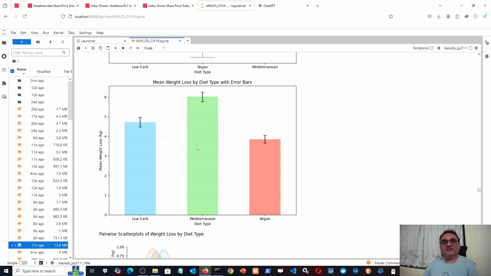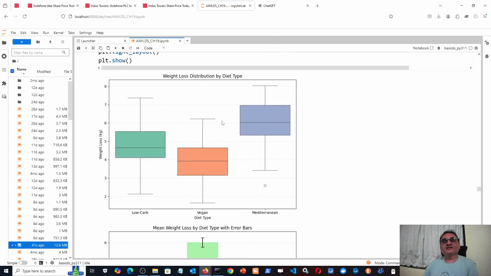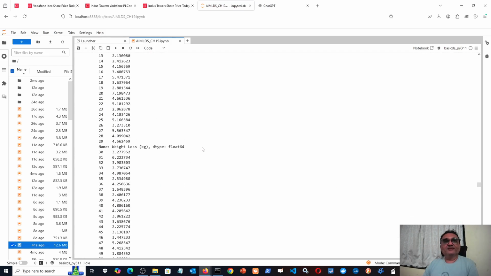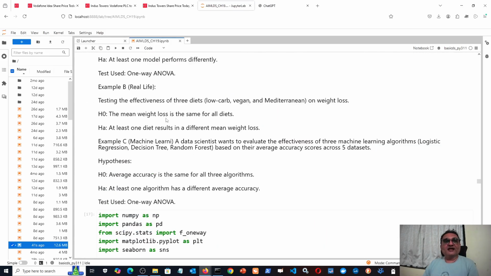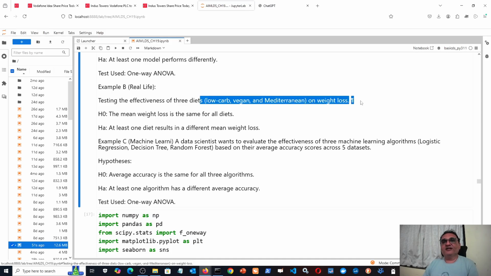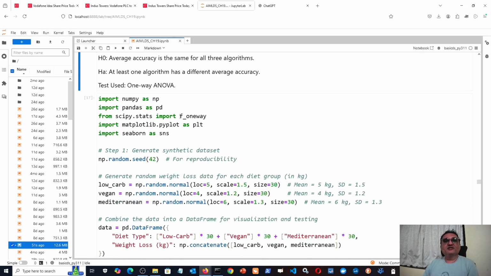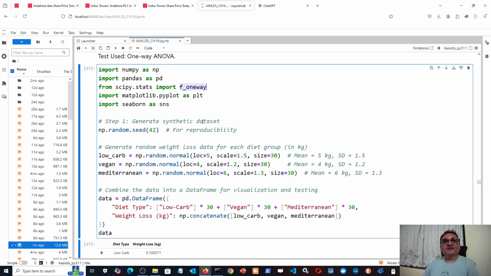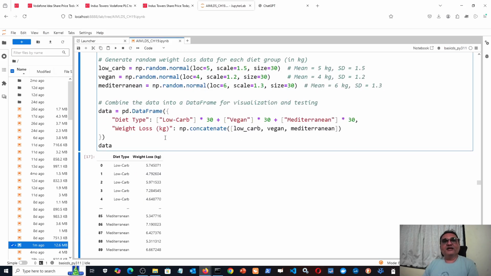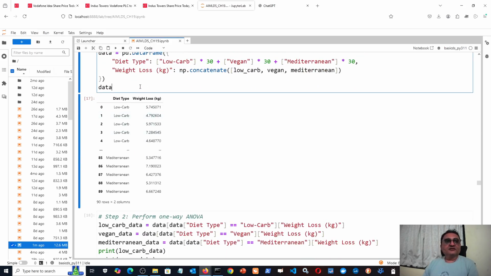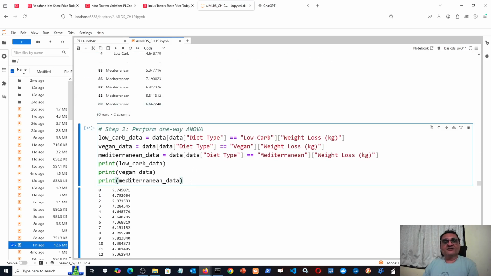Now, if you remember the previous lecture, there we studied a practical problem: suppose you are trying three different diets, low carb, vegan and Mediterranean, for weight loss and testing the effectiveness of that. And we used one way ANOVA for that. Now a few questions might have arisen in your mind.